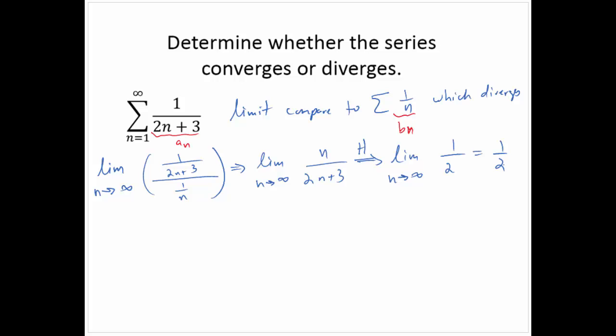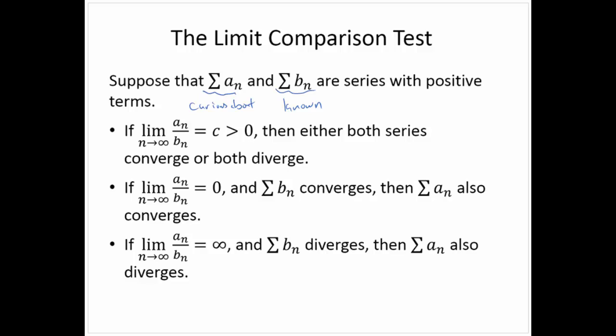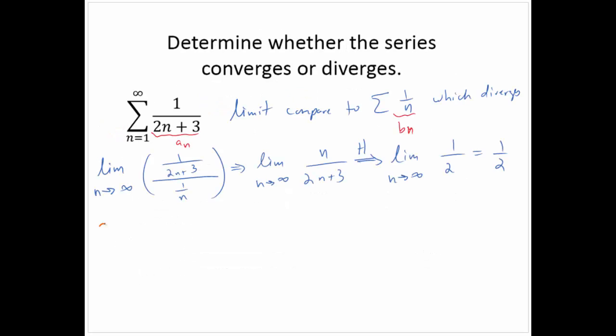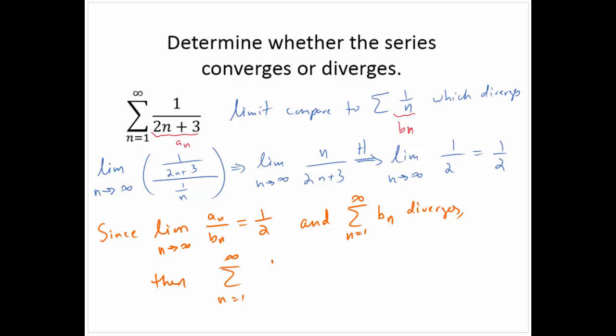So this is that first condition on the previous slide. That first condition says if the limit as n approaches infinity of a sub n over b sub n is c, which is greater than 0, which is what we have right now, our c value being 1/2, then either both series converge or both diverge. So since the limit of a sub n over b sub n is equal to 1/2, and sigma n equals 1 to infinity of b sub n diverges, then sigma n equals 1 to infinity of 1 over 2n plus 3 also diverges. So there's an example of the use of the limit comparison test.